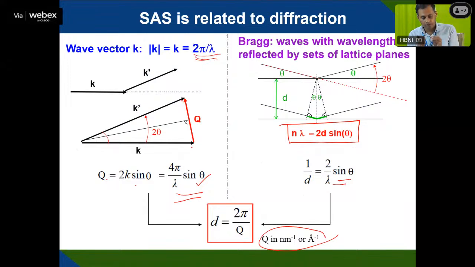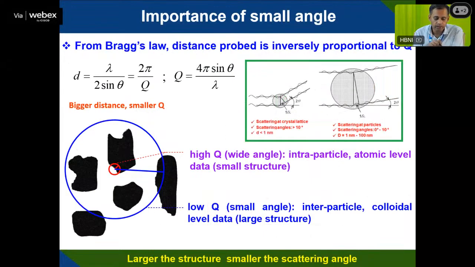If the wave vector Q is larger, the d spacing will be smaller. So they are correlated in this way. If you see Bragg's law and the distance that we discussed, d is 2 pi by Q, so it is inversely proportional to Q.